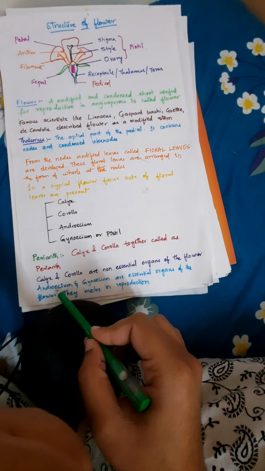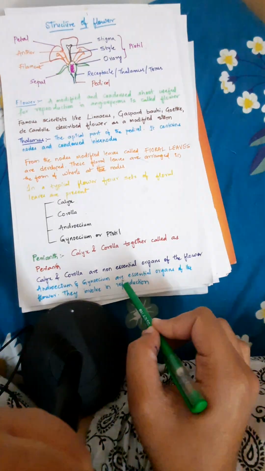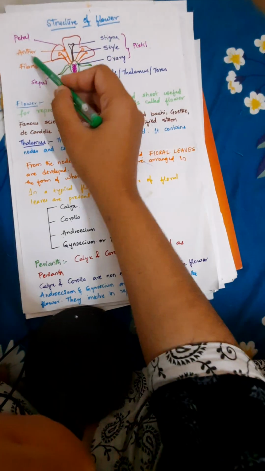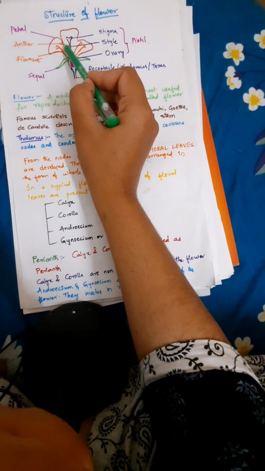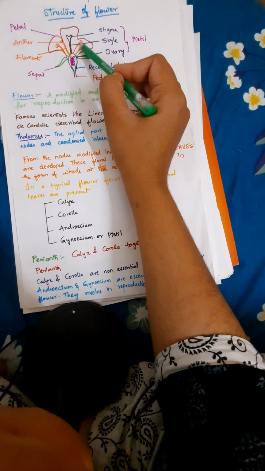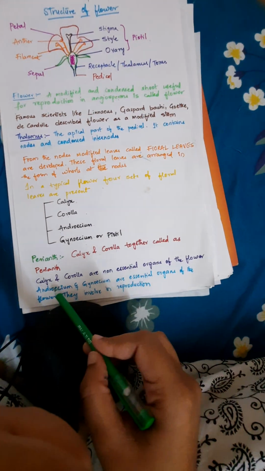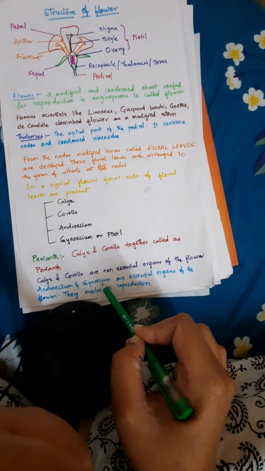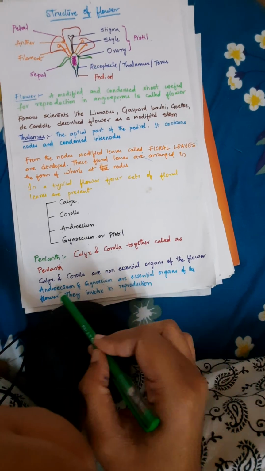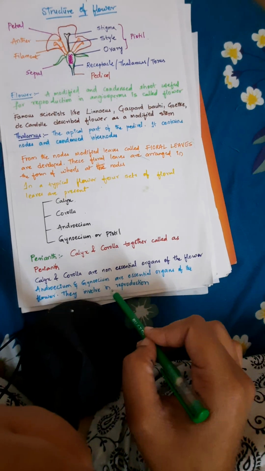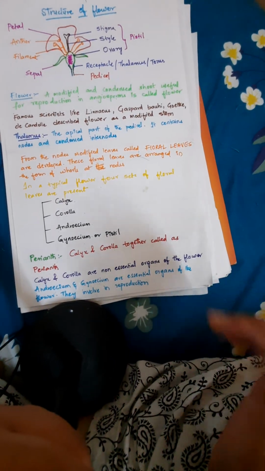Okay, then androecium and gynoecium are the essential organs of the flower. See here, these are the anthers. Androecium is the male reproductive structure and the pistil or gynoecium is the female reproductive structure. So these two are known as the essential parts and they directly take part in reproduction.